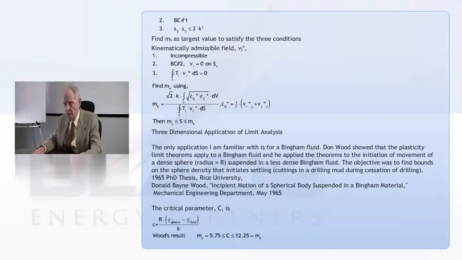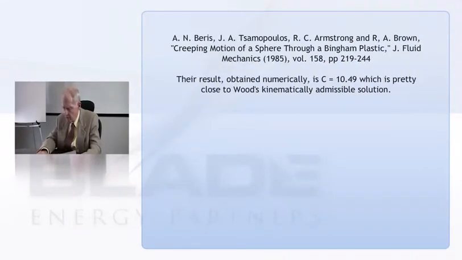Now, years later, Don's thesis is 1965, and in the next page, there's a reference to a paper in 1985, where some fellows did this on a computer, and they found that C is 10.49. So he was closer to the kinematic limit than the static.